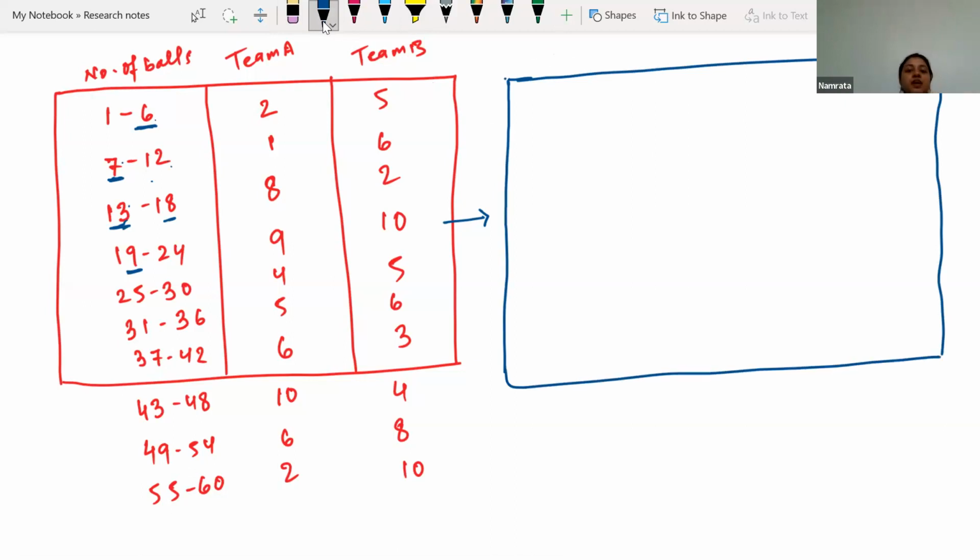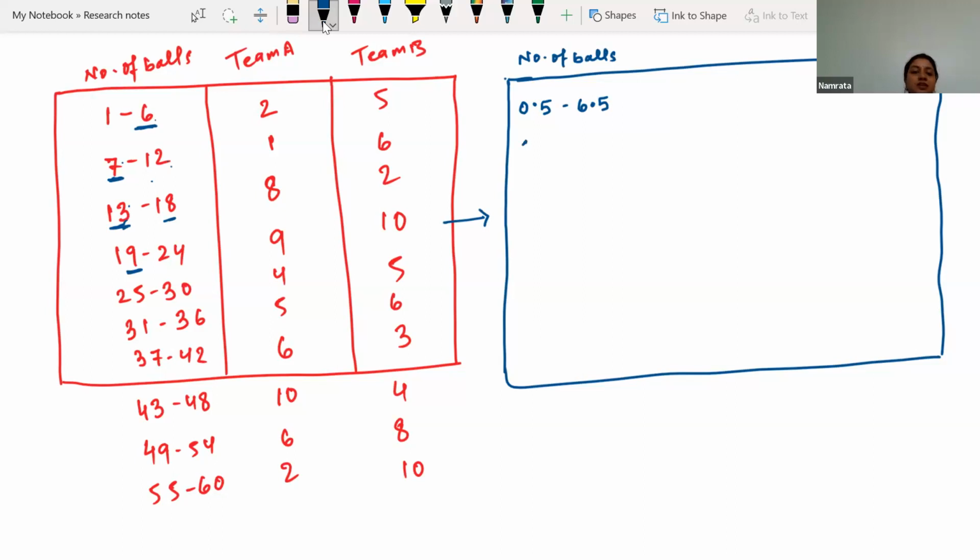1 minus 0.5 is 0.5. 6 plus 0.5 is 6.5. Is it clear to everyone? Yes, ma'am. This way, we make the group data represented in a continuous manner.